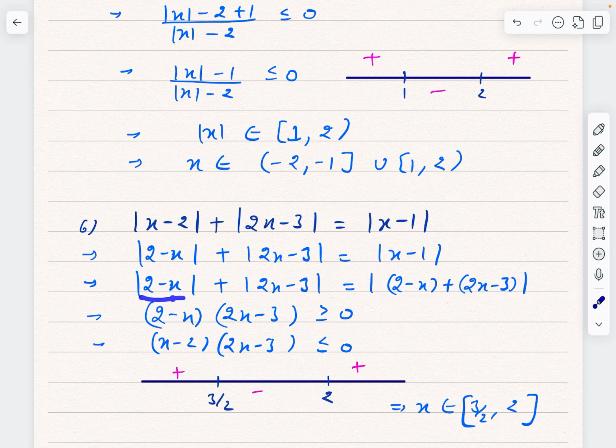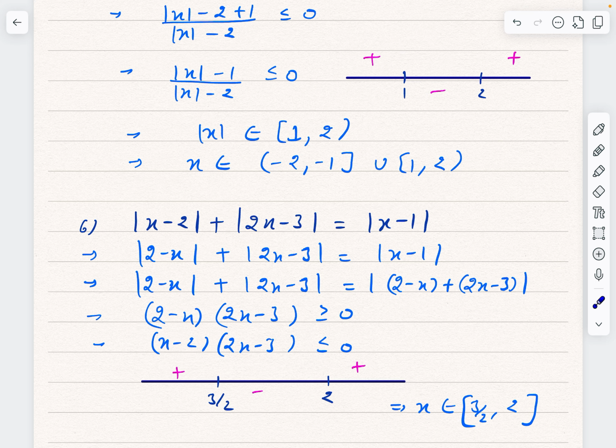So you can say |x| plus |y| is equal to |x plus y|. When |x| plus |y| is equal to |x plus y|, we can say x into y is greater than or equal to 0. So we get (2 minus x) into (2x minus 3) greater than or equal to 0.